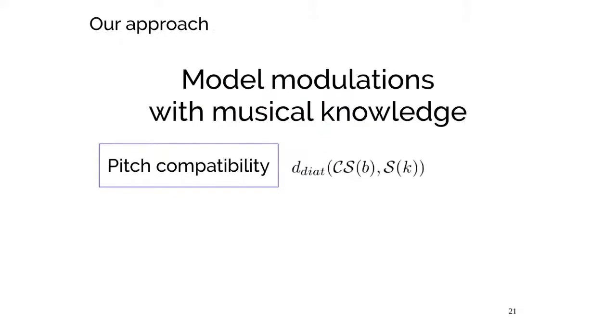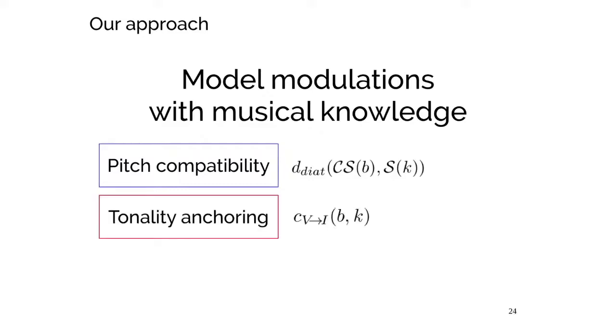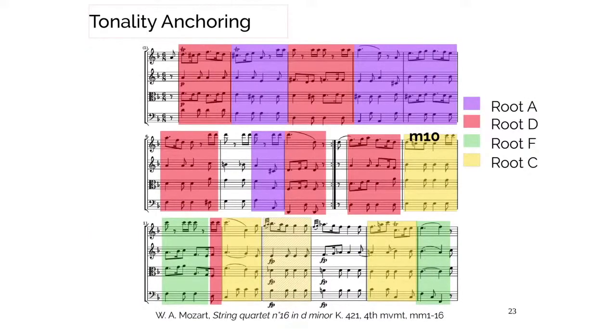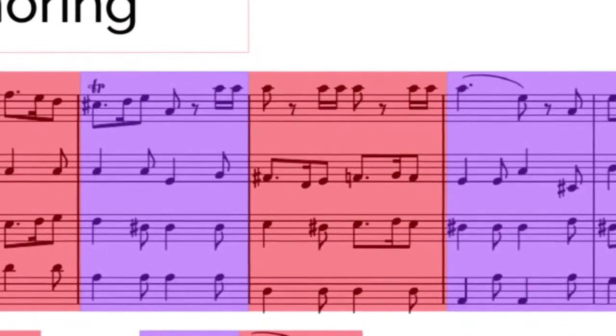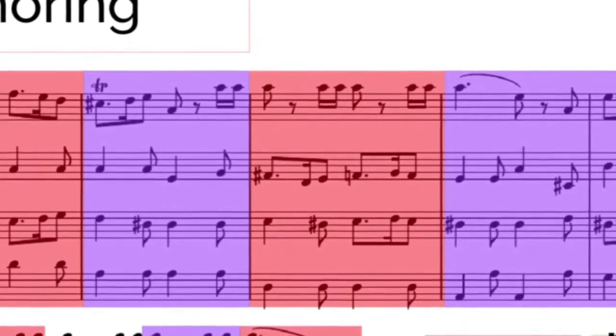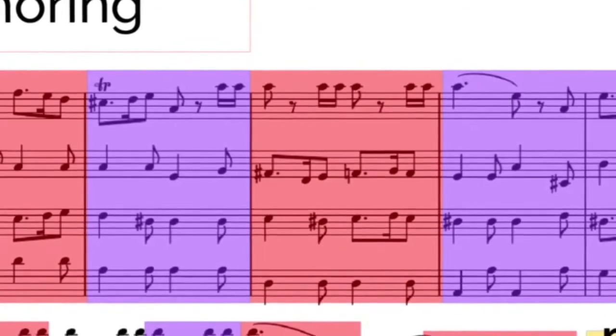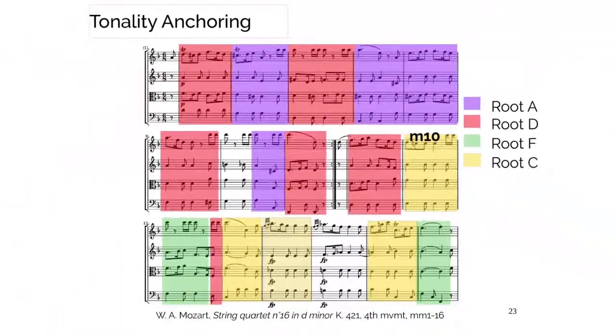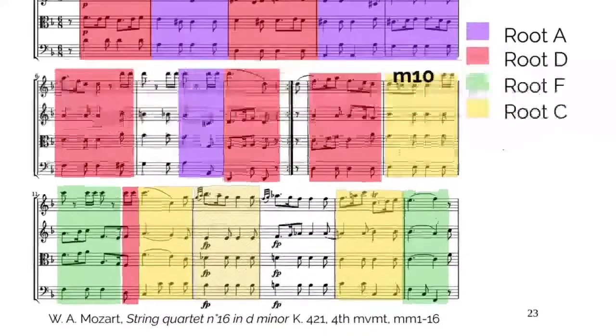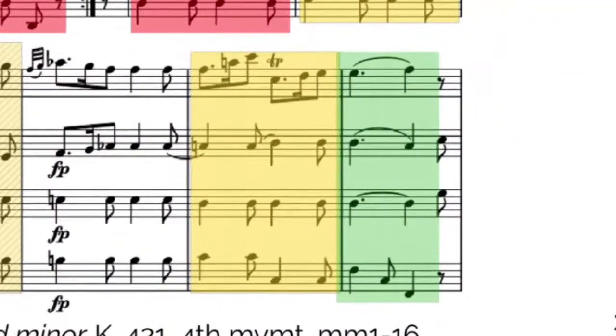Let's move to another signal of modulation. Often, you have significant harmonic progressions, such as an arrival on the new tonic, or even stronger, a dominant to tonic progression in the new key. We call this tonality anchoring. At the beginning, almost all roots of chords are D or A. These are the tonic and the dominant of D minor. After the modulation, most roots are F and C, the tonic and the dominant of F major. Somehow, what confirms the modulation is the authentic cadence at the end, C to F.